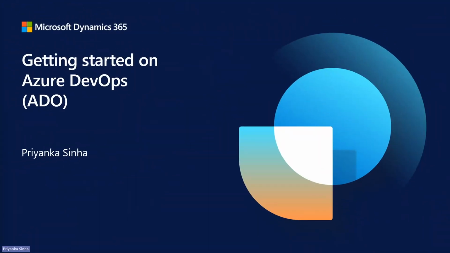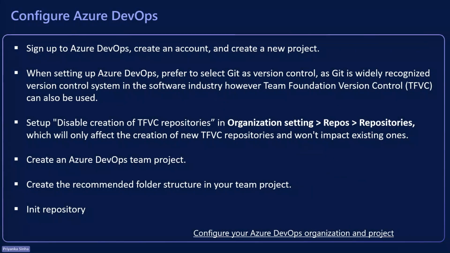Before we start any implementation, we must set up the Azure DevOps. When we start configuring the Azure DevOps, these are some major steps to get started. First, you need to sign up for Azure DevOps, create your account, and initiate a new project. When configuring your Azure DevOps, we recommend to use Git, as we already mentioned that it is the widely recognized version control system in the software industry. However, if you want to continue using TFVC, we don't intend to remove this feature. So you may continue using TFVC as well.